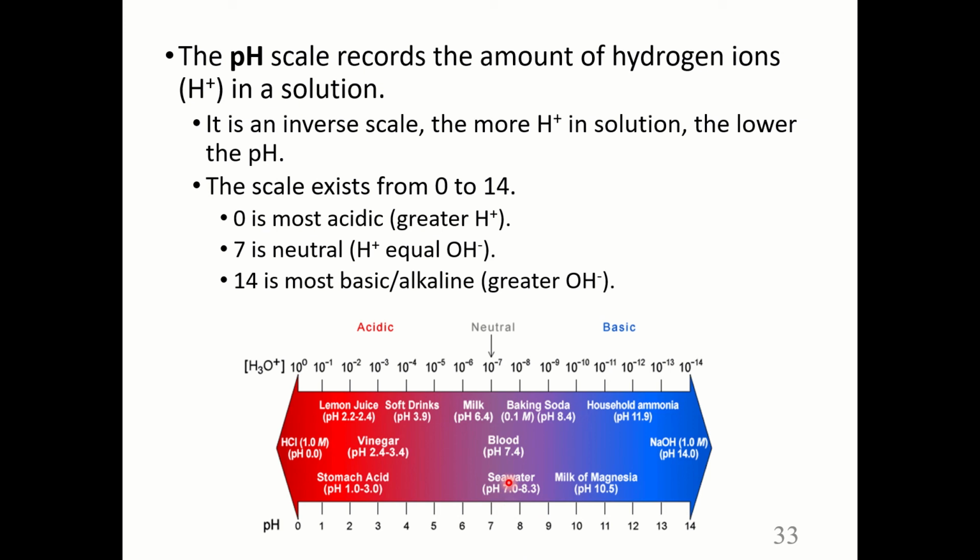Seawater can occur at a pH of 7, so it can be neutral if it has just the salt water in it, but if it has other substances, it can become more basic. Blood is slightly basic at a pH of 7.4.